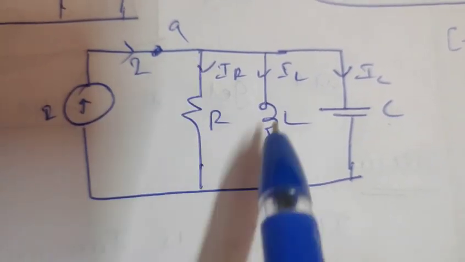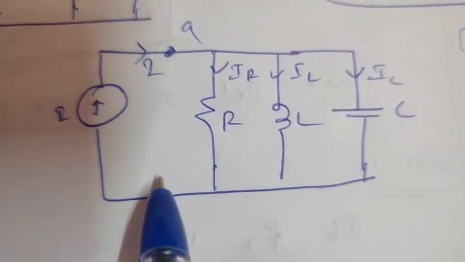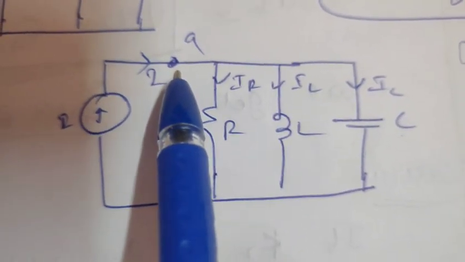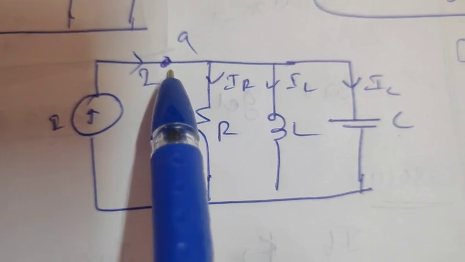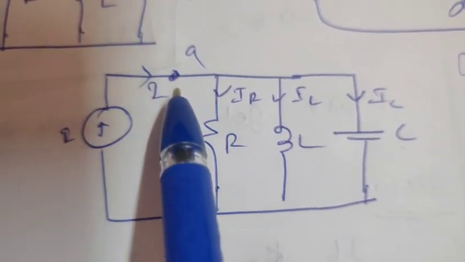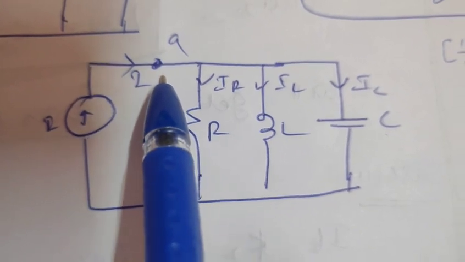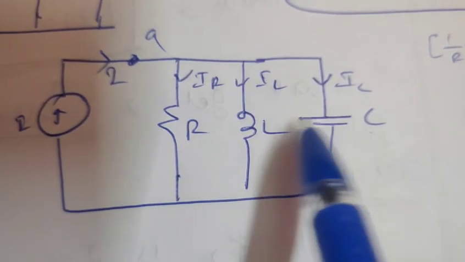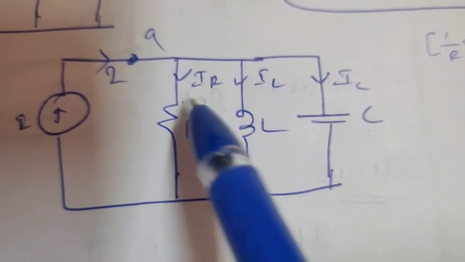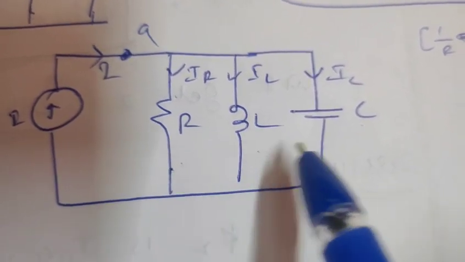So for the analysis of this parallel RLC, I am going to apply KCL analysis. For node A, KCL means the current entering a node should be equal to the leaving currents. So here the current I should be equal to the currents across the resistor, inductor, and capacitor.